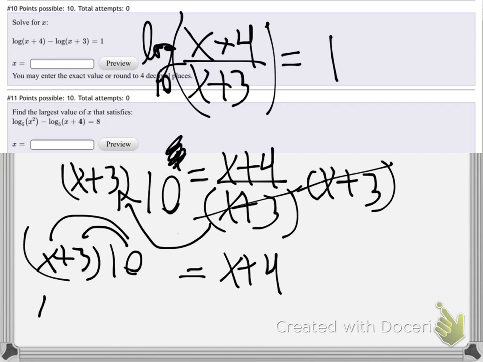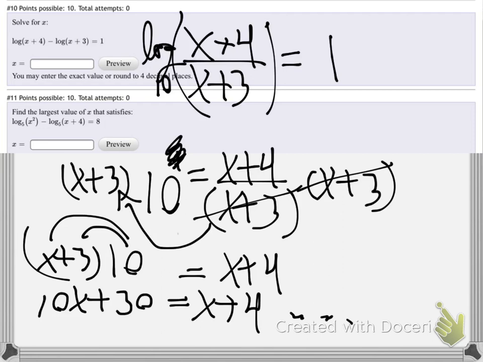And then from there, it'll be like solving the old-fashioned stuff. 10x plus 30 equals x plus 4. And then solve away. I'm going to put the ellipsis there. Solve like crazy from there.